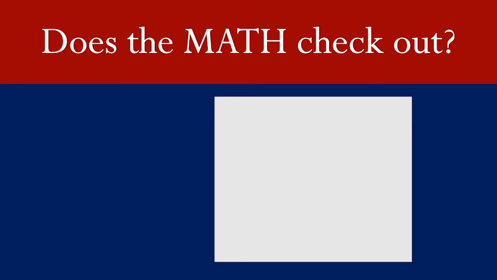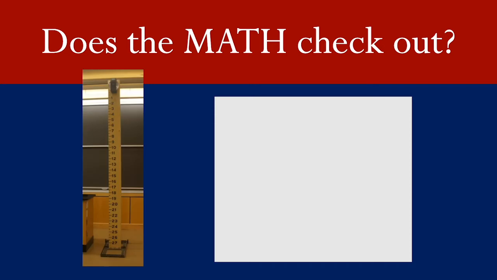So let's see if the math works out for this. We can see that the ball has dropped a distance of 28 decimeters as marked on the apparatus, or 2.8 meters. The initial velocity of the ball is zero because it was dropped from rest, so it had no initial speed. And if you watch the video enough, you'll see that the time it took the ball to drop is about 3/4 of a second.